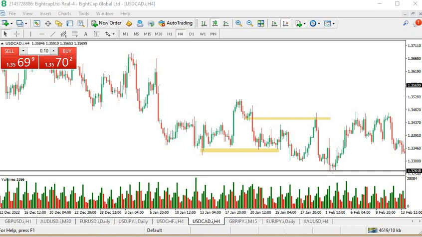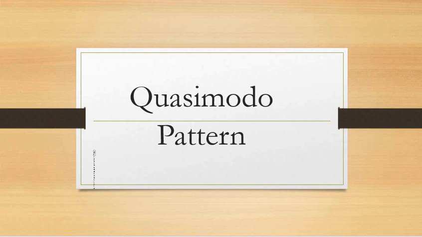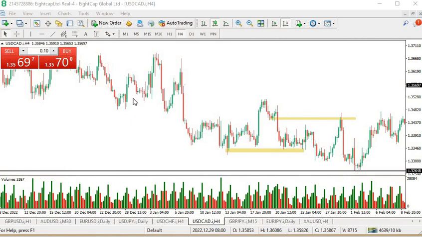This session is going to be interesting because today it is about the notorious pattern known as the Quasimodo pattern, and for short it is called the QM pattern. So this is our topic in this video, and I will show you directly how to trade this pattern.